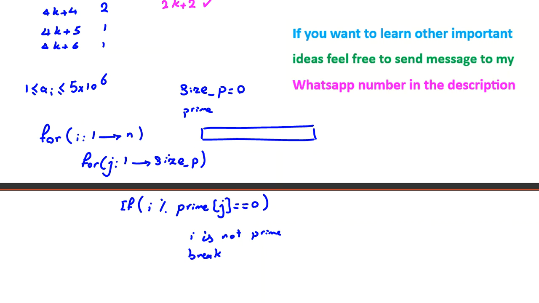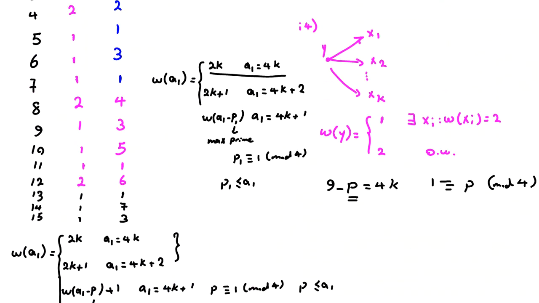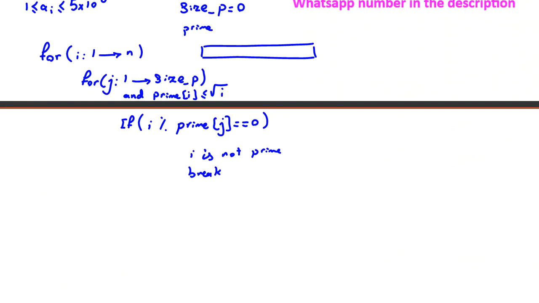J is from 1 to this, and also you should pay attention that prime of j should be less than or equal to square root of I. It is a theorem in number theory. The idea is what? Idea 5.